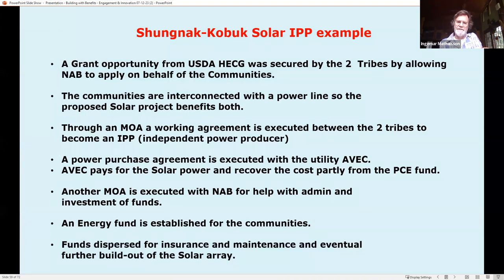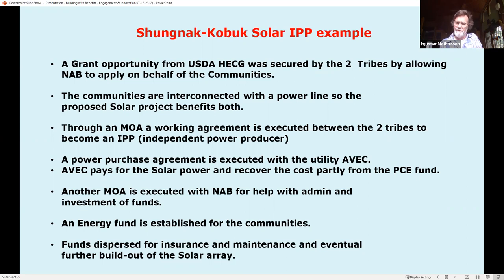The example functions like this. The grant opportunity came from the USDA High Energy Cost Grant, and it was secured by the two tribes by allowing the borough NAP to apply on behalf of the communities. So the whole region works together on this, and we constantly are combining all stakeholders into grant opportunities and project opportunities. The two communities are interconnected with a power line, so they benefit both. They became a combined IPP between two different communities of a total of about 100 households that are in that combined IPP now. And there was a power purchase agreement executed by the utility AVAC and them.